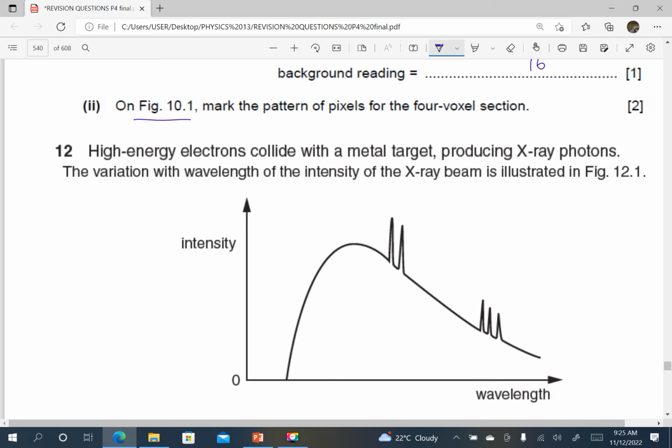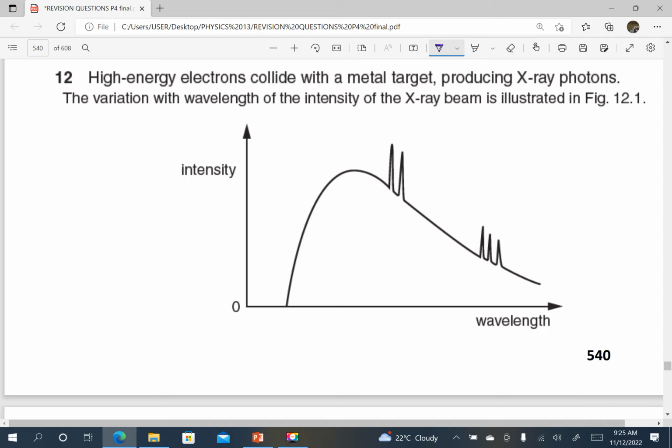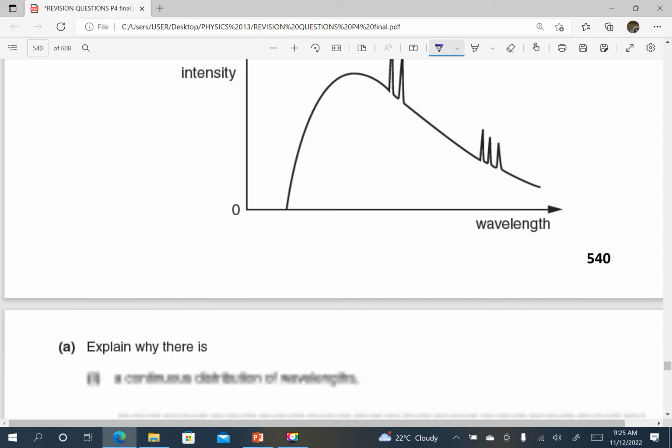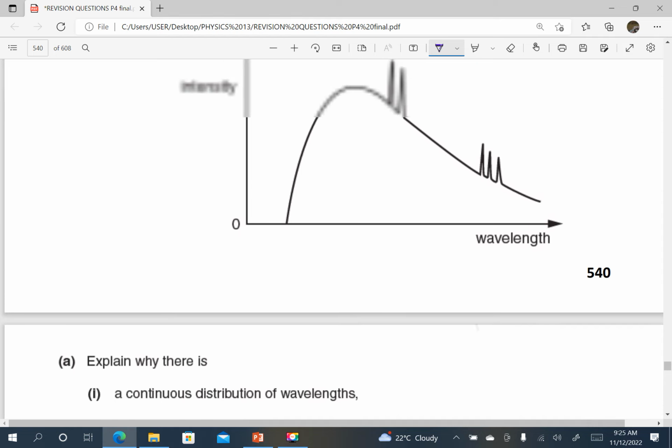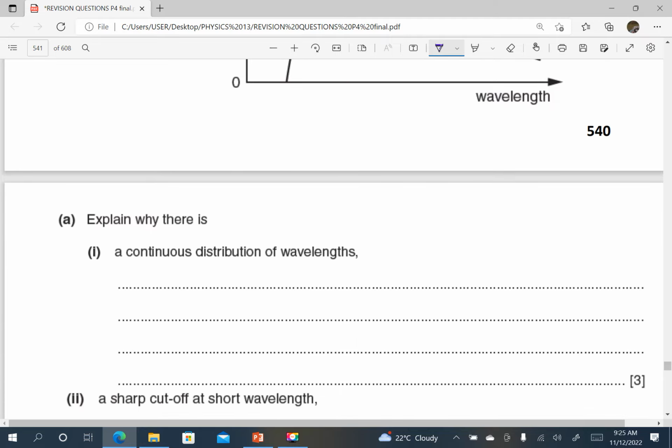High energy electrons collide with the metal target, producing X-ray photons. The variation with the wavelength of the intensity of the X-ray beam is illustrated here. So we have that illustration. Explain why there is a continuous distribution of wavelengths. Now we have answered a similar question. It should now be easy for us to explain why there is a continuous distribution of wavelengths.